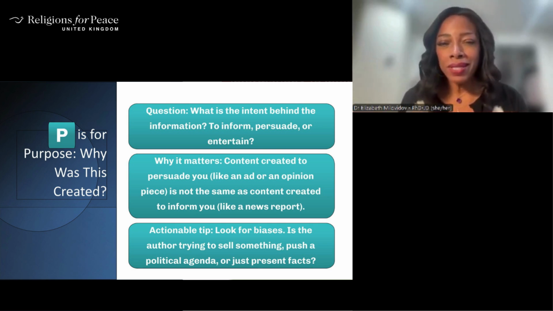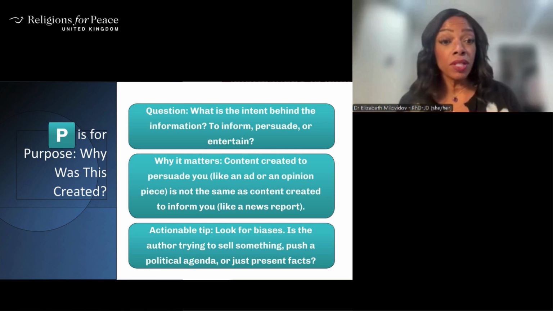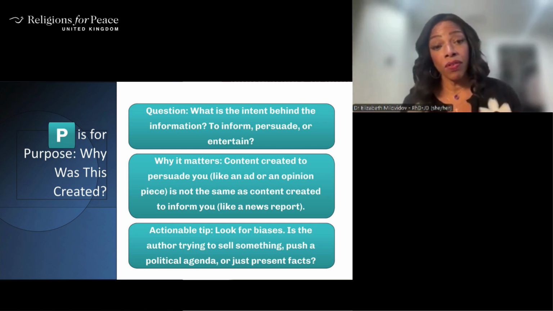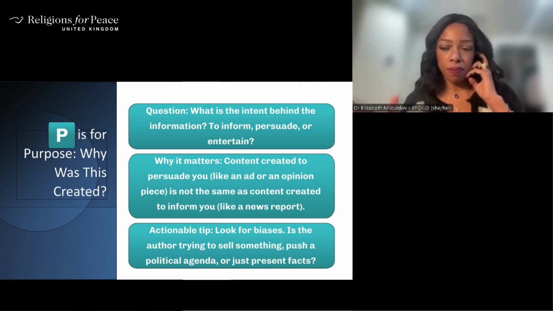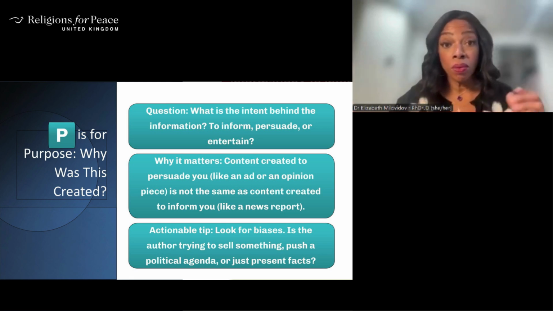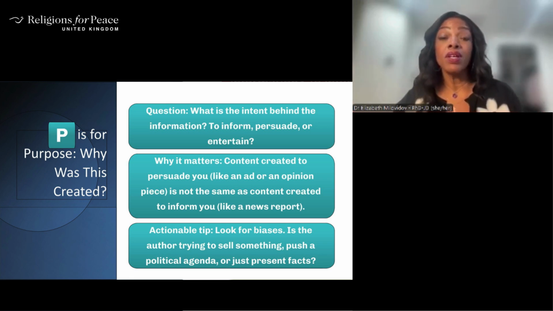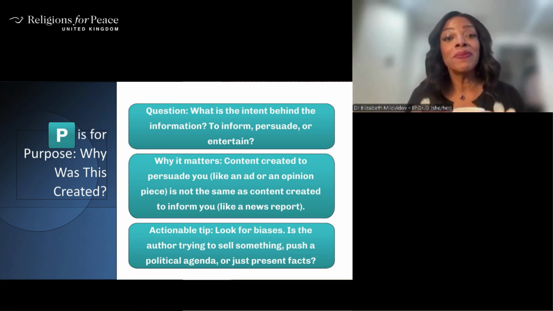Is the author trying to sell you something? Is the author trying to push a political agenda? Is the author trying to destroy a celebrity's reputation? Or is it just to present some facts? So those are some of the things that you're going to look at. And so there you go.